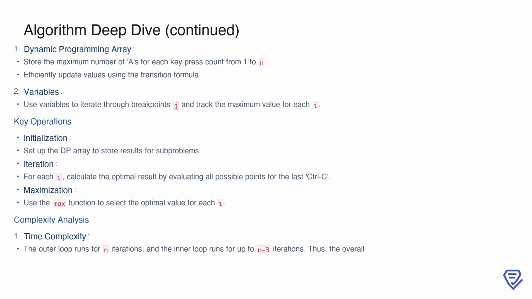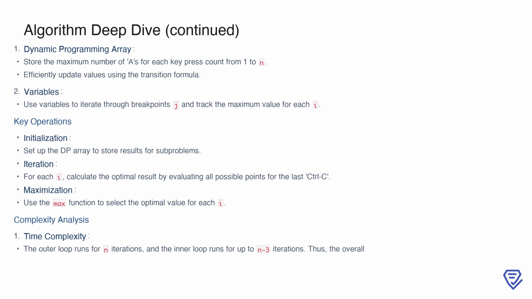The dynamic programming array is the core data structure used here, storing the maximum number of A's that can be printed for each possible key press count from 1 to n. As we iterate through each value of i, we calculate the optimal result by evaluating all possible breakpoints j. Variables help track these breakpoints and maximize the value for each i.